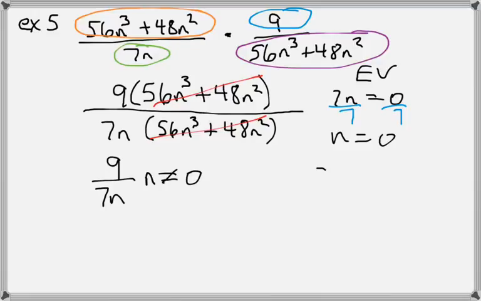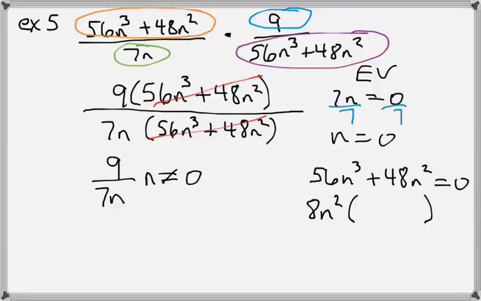And then we have to set the other denominator, 56n cubed plus 48n squared, equal to 0, and solve from there. So here I need to look to factor. I can factor out an 8n squared, and that is going to leave me with 7n plus 6. Now I have two things being multiplied together to equal 0. So I can go ahead and set both of them equal to 0 and solve.